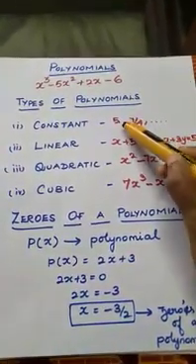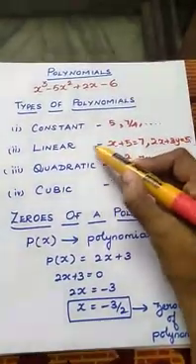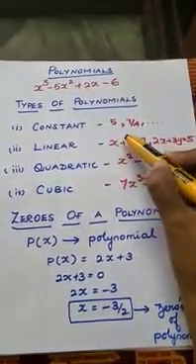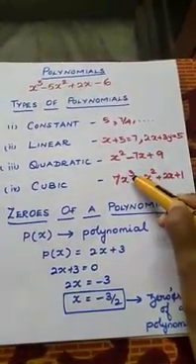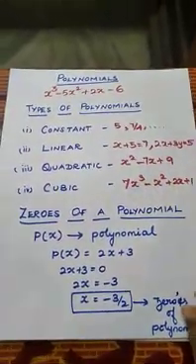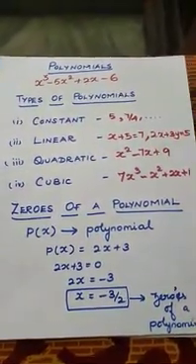Actually, constant polynomial means we use just numbers only. Linear polynomial of degree 1 is called a linear. Degree value 2 is called a quadratic. Next, degree value 3 is called a cubic. The next one is zeros of a polynomial. This is a very important concept in polynomials.